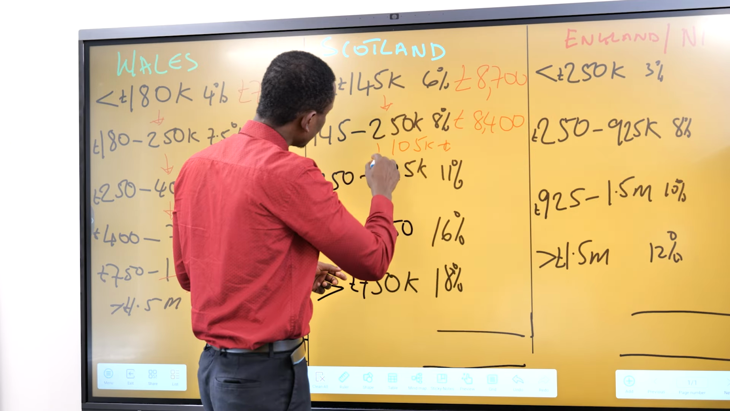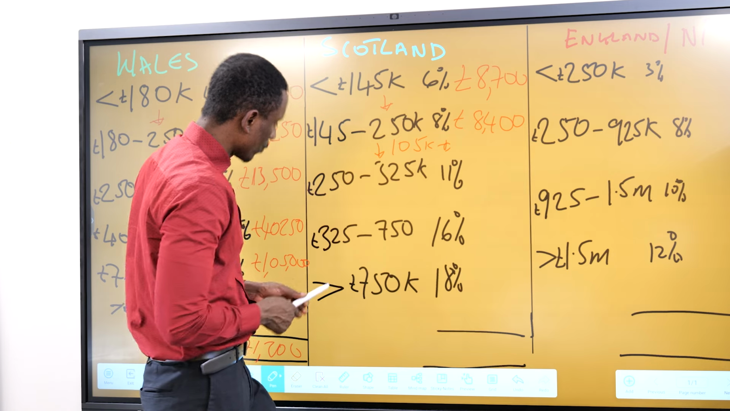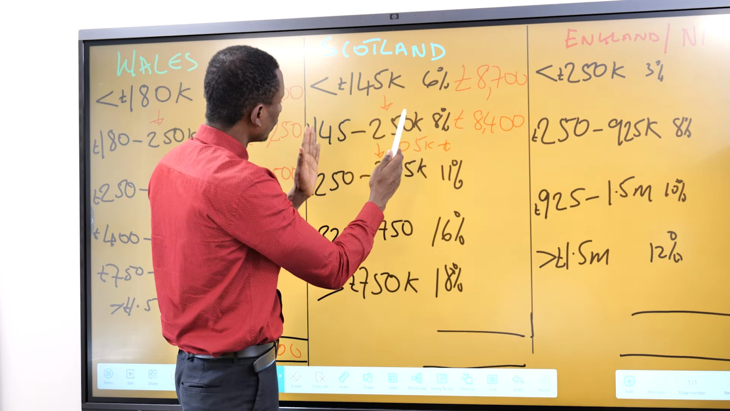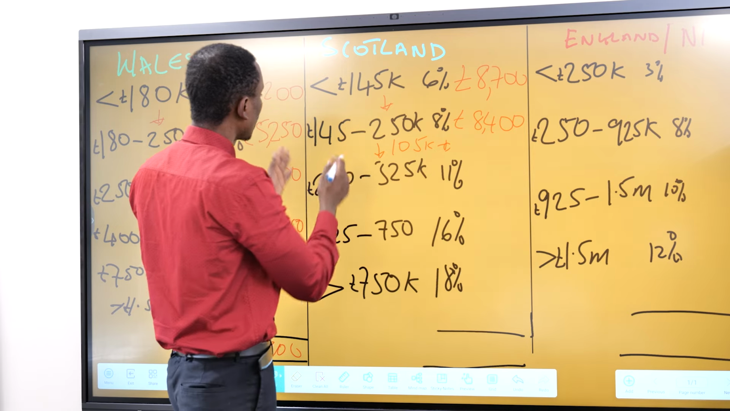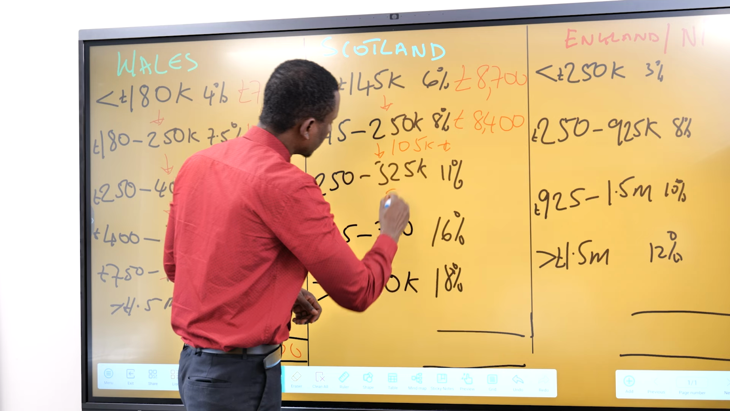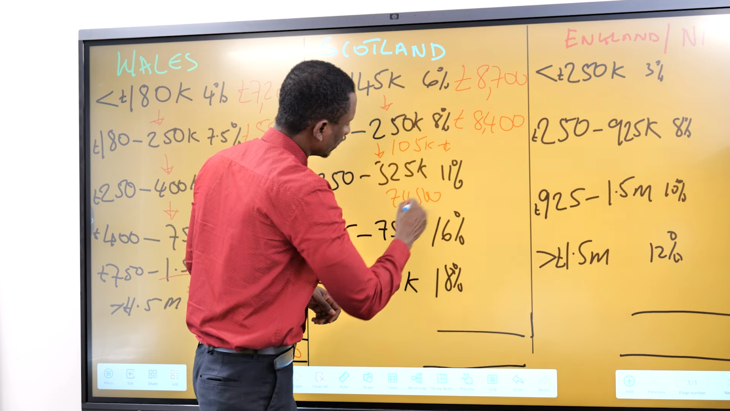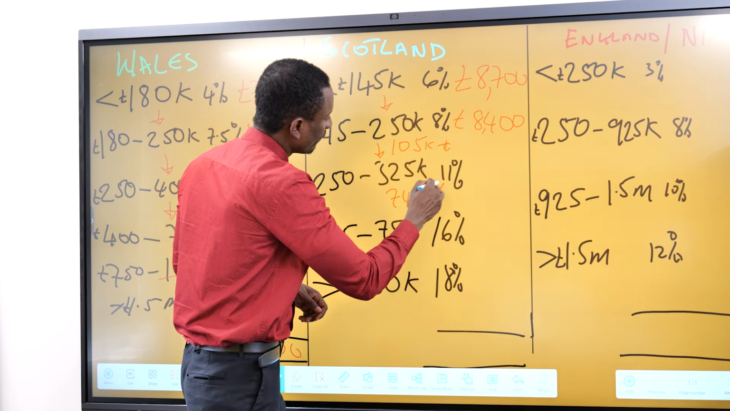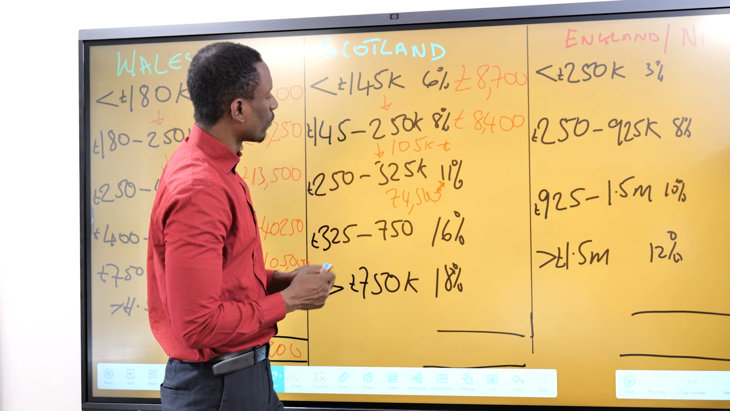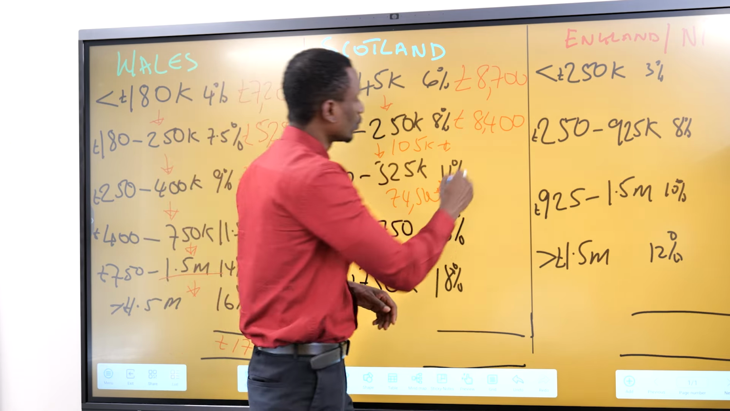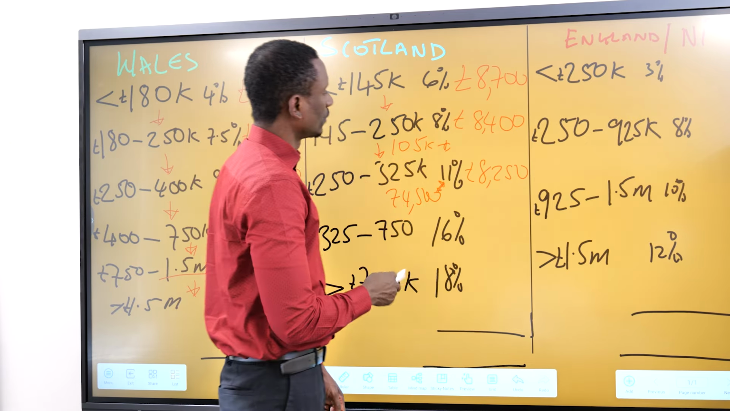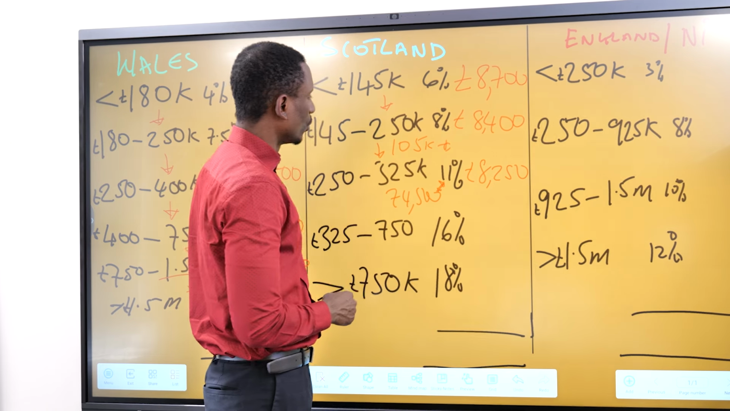So we move on to the next part. The next part now is the tax you would pay on the difference between the £325,000 and the £250,000. That would have been £74,500. So you pay 11% on the £74,500, which would have been £8,250. So that's an additional amount you would have paid.